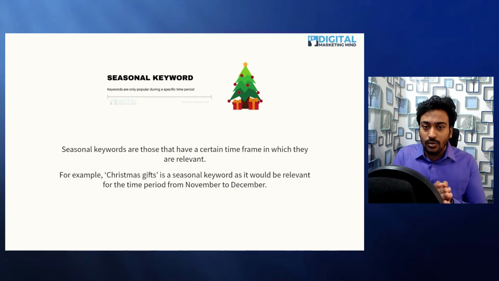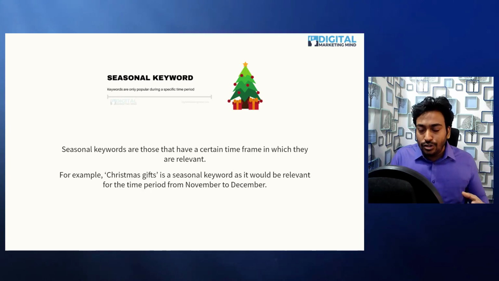The next keyword type is seasonal keywords. Seasonal keywords are those with a certain time frame in which they are relevant. For example, Christmas gift is a seasonal keyword as it would be relevant for the time period from November to December. It's not just surrounding festivals or something like that.